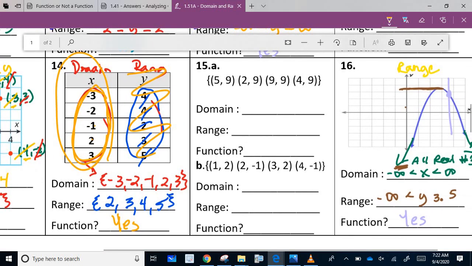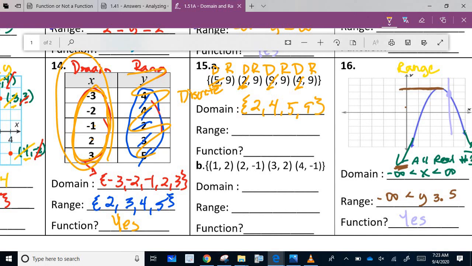Same thing with 15a and b. When I look at this right here, since these are individual points, this would be considered discrete. Same thing as 14. These are both discrete points, so I'm going to write them as discrete points. Now I see I have a 5, a 2, a 9, and a 4. I'm going to put these in order. I'm going to put a 2 first, smallest number, mark it out. Then I have a 4, mark it out. A 5, mark it out. And a 9, mark it out.